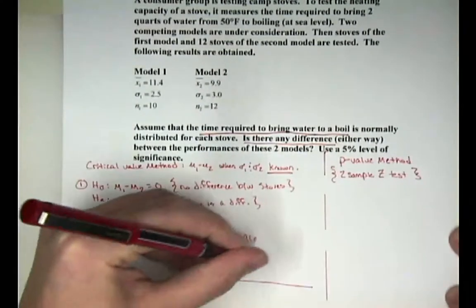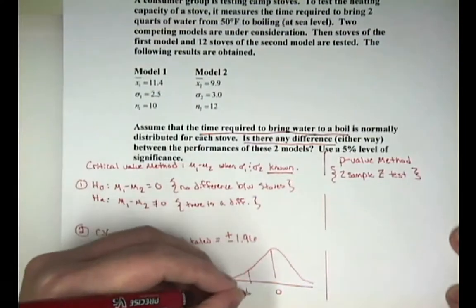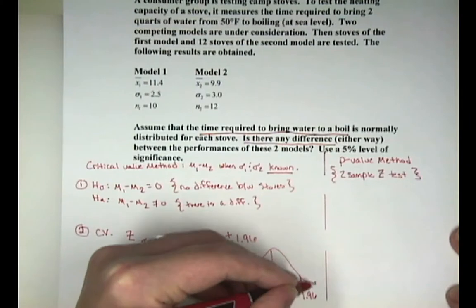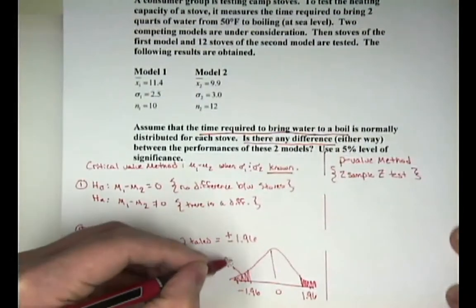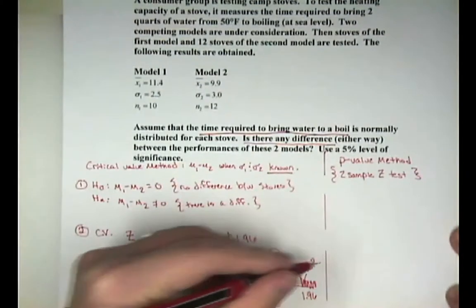I'm going to go ahead and draw my rejection region. So I have negative 1.96 and I have positive 1.96. I'm going to shade the tails, which create the rejection regions, which I label RR.